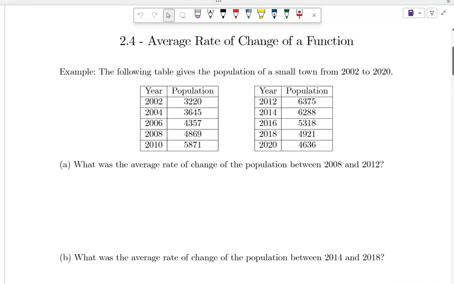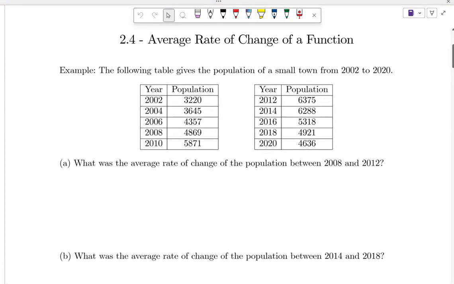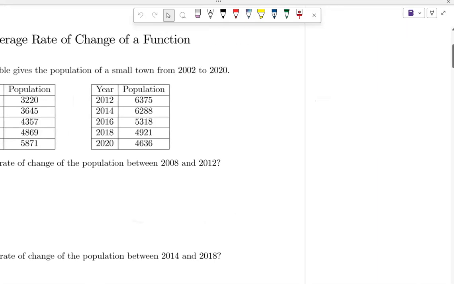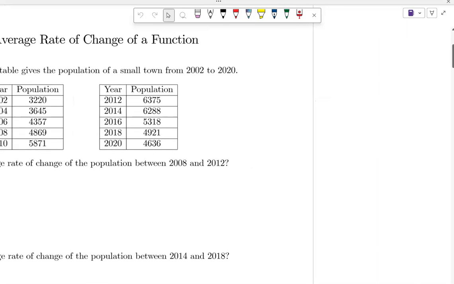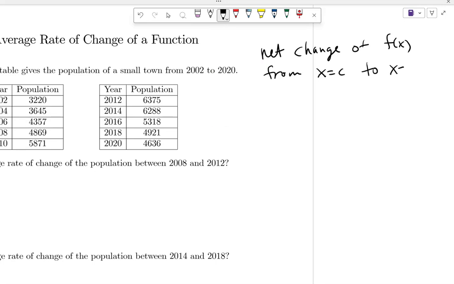Talk about the next section today, which is going to be over average rate of change of functions. We've already talked about how to do net change. We did net change in a previous section. How did we define net change again? If we had the net change of a function f of x from x equal to c to x equal to d, what was that equal to?